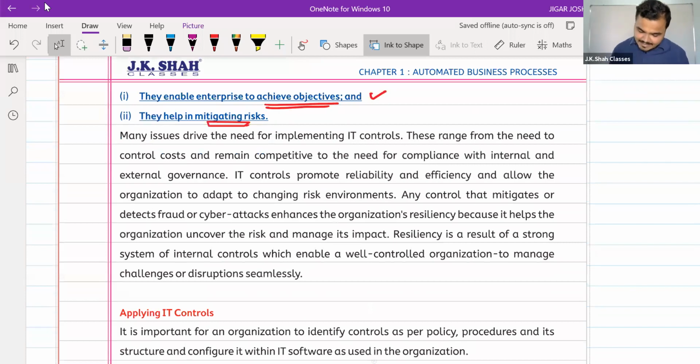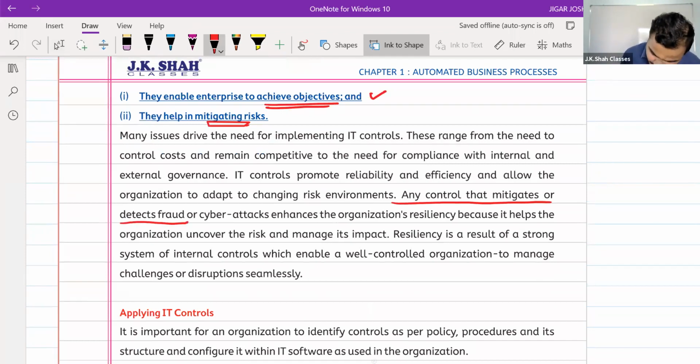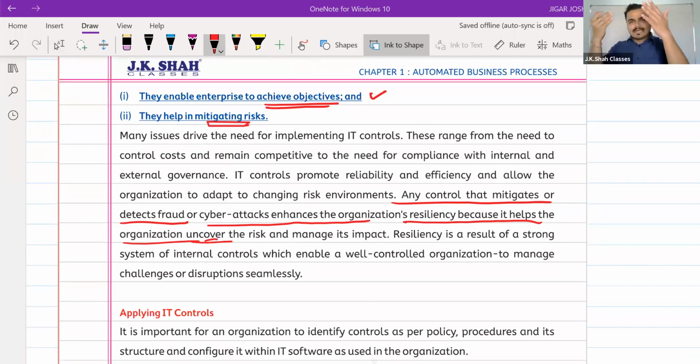There is a chance of hacking and all. See this. Any control that mitigates or detects fraud or cyber attack enhances the organization's resiliency. What is resiliency? Business continuation. And it helps the organization to uncover. What do you mean by uncover? Sir, to understand, to find out risk and manage its impact.